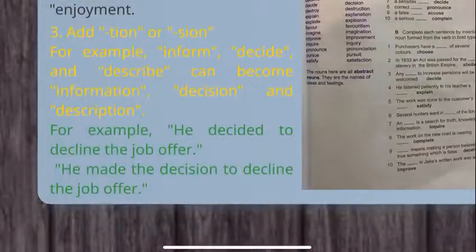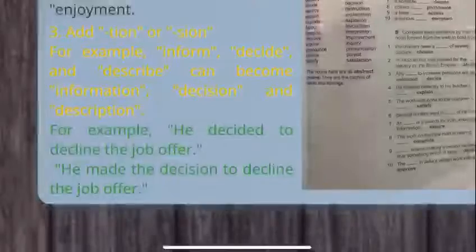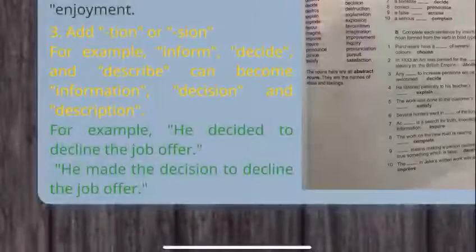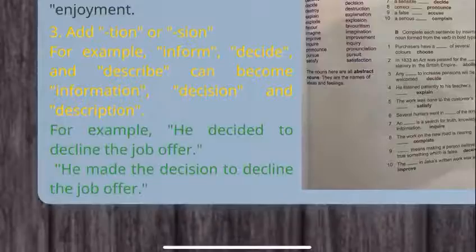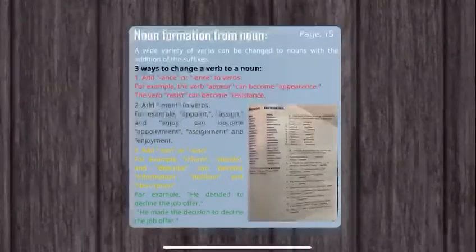Now the example is he decided to decline the job offer. He made the decision. So now here decision is an idea. So that's why it's a noun. He made the decision to decline the job offer. So this is how we form nouns from different verbs.